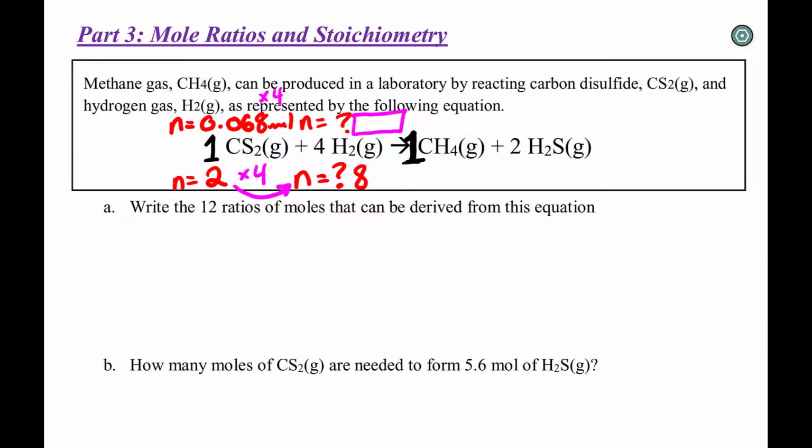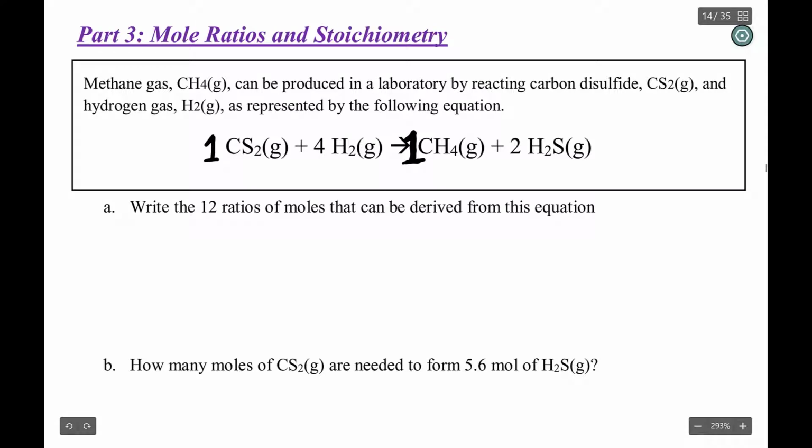So a mole ratio is just a comparison in fraction form of one species in a chemical reaction to another species in a chemical reaction. So I'm just going to erase this. And we're going to start with what are the possible mole ratios for this chemical reaction. And I'm going to tell you right now there's actually 12 ratios of moles, because there's 12 different ways we can compare substances in that chemical reaction.